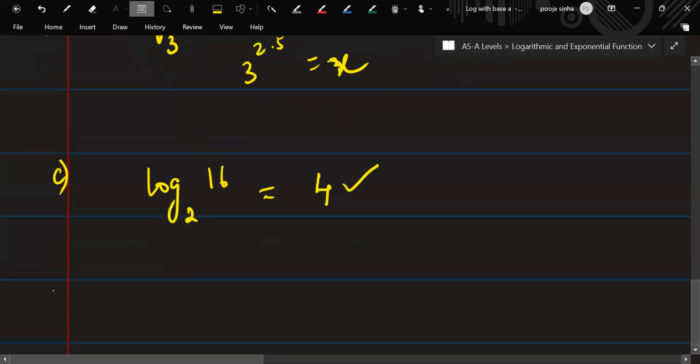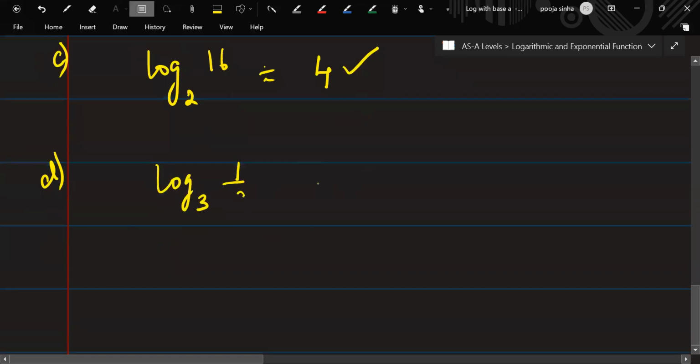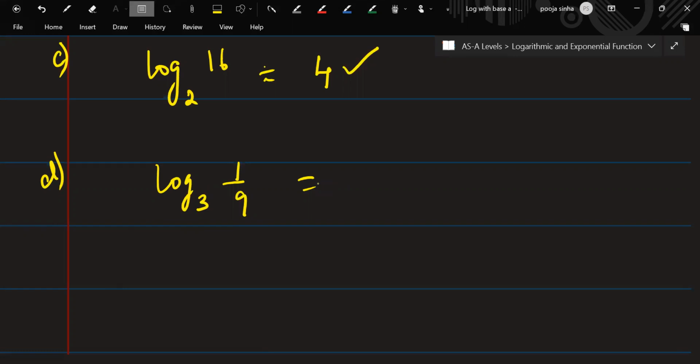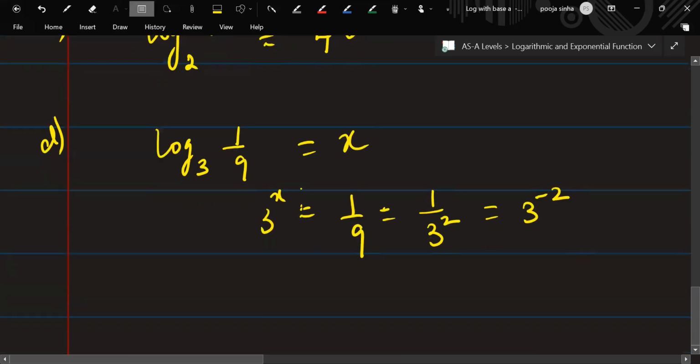Perfect. Now, next part. Log 3 of 1 upon 9. I don't really know. This should be equal to some value, so x. 3 raised to x is equal to 1 upon 9, but I don't know how to go for that. 1 upon 9 can be written as 3 square, which can be written as 3 raised to power minus 2. So x is equal to minus 2. Got it? Yeah.